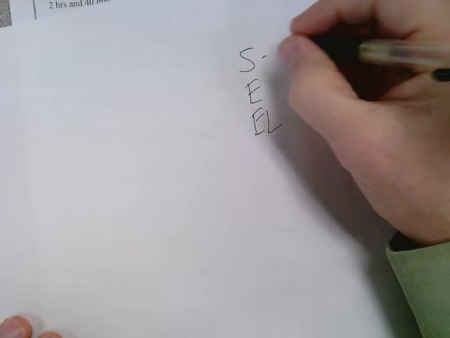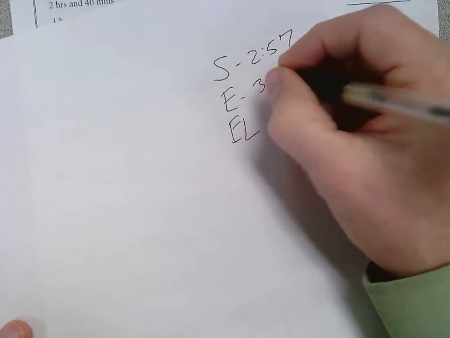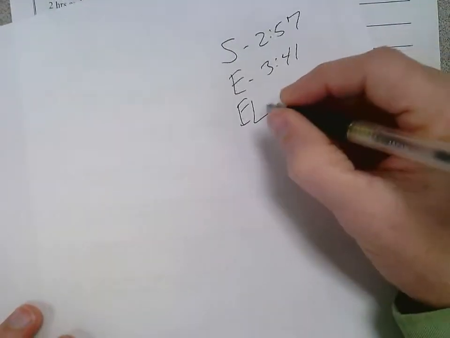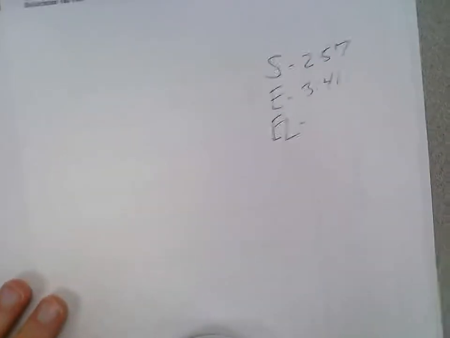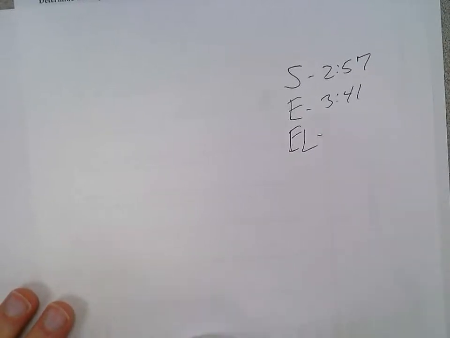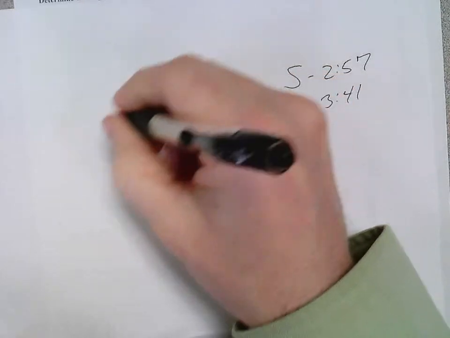And as we read, he started reading at 2:57. So we write that down as the start time. He finished at 3:41. That is our end time. And we need to use those to figure out our elapsed time. So once we have our information down, we need to make our clock.